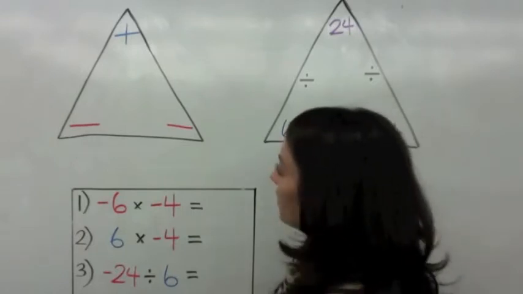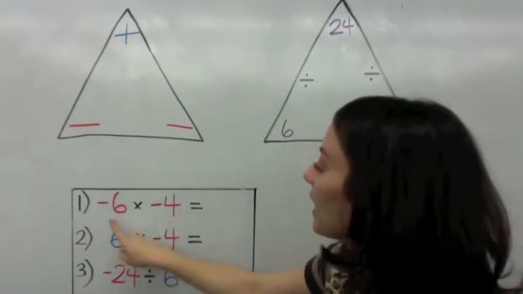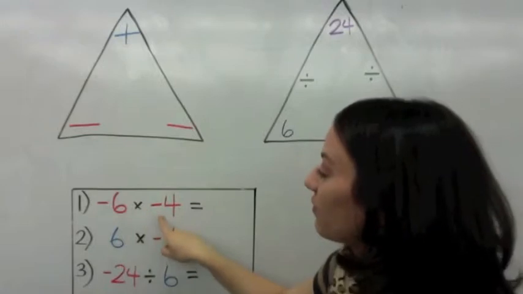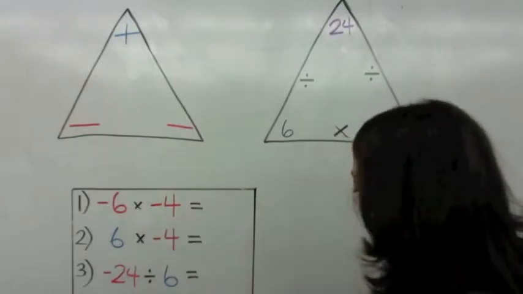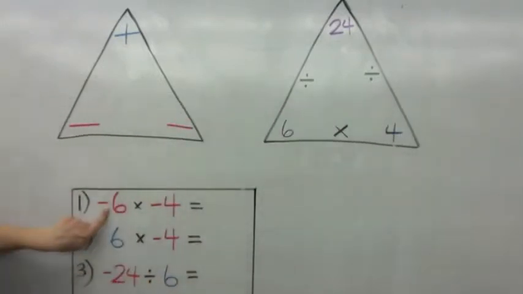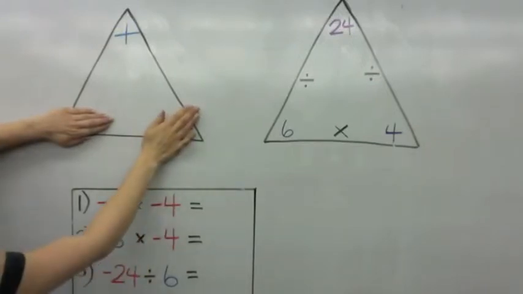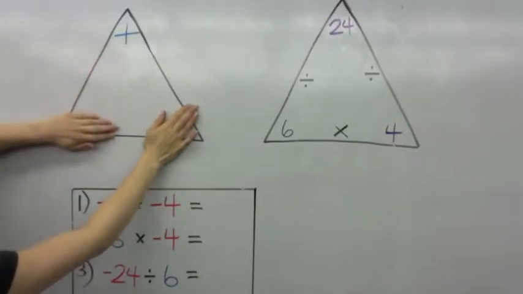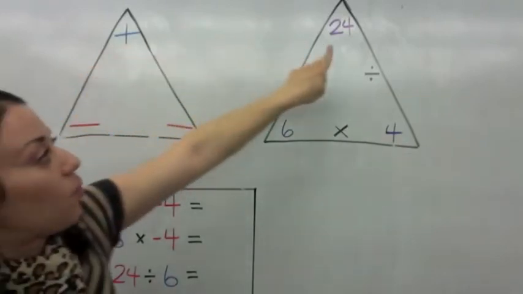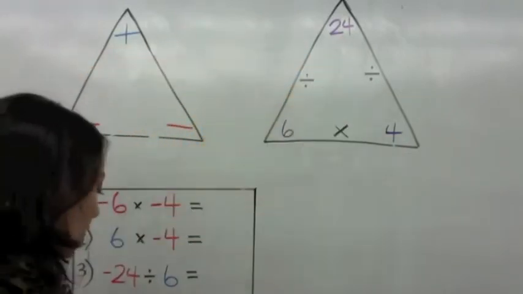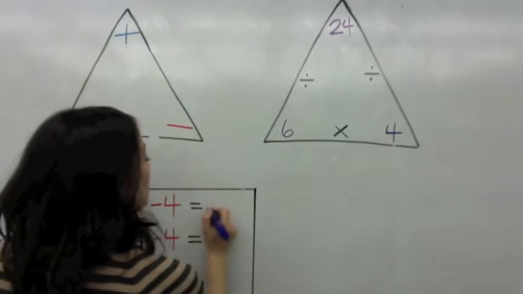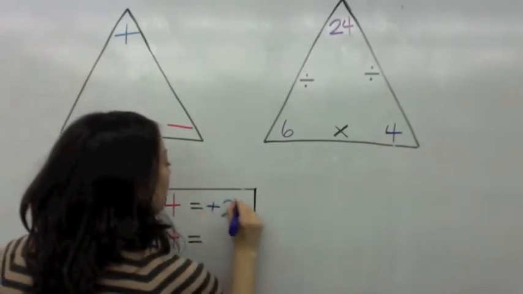So let's take a look at the first one. Read it with me: number 1, -6 times -4. Well, if this is a negative and this is a negative, that means that you're going to cover up these two parts of the triangle. Cover up 6 and 4, right? And what's left? Is that a positive? Yes, it would be positive 24. Very good. So I'm going to write that as positive 24, and I'll write it in blue.